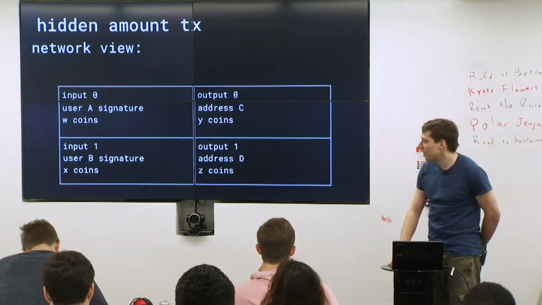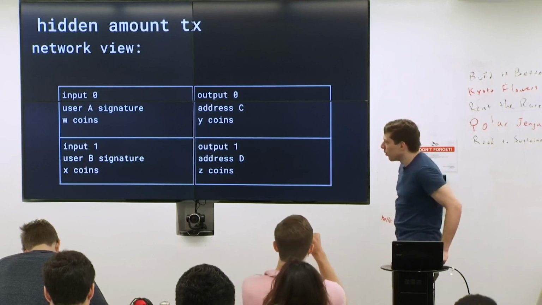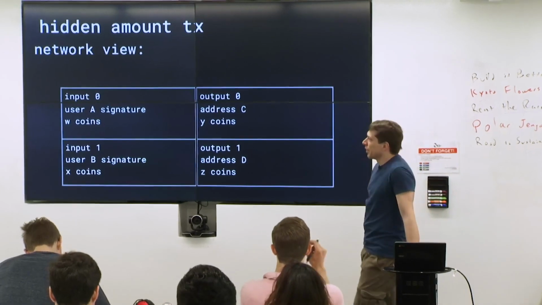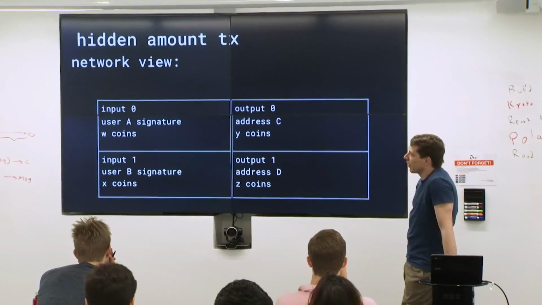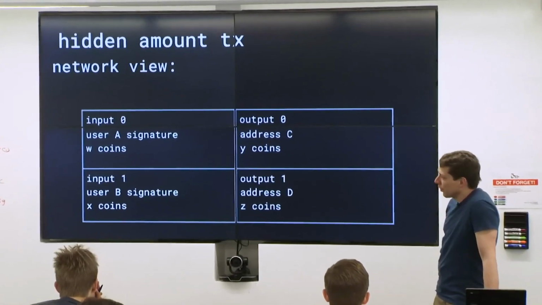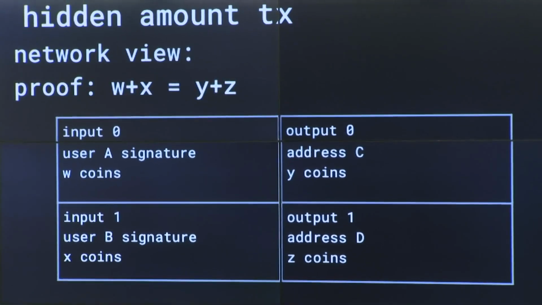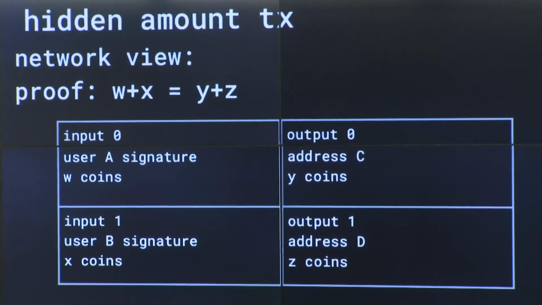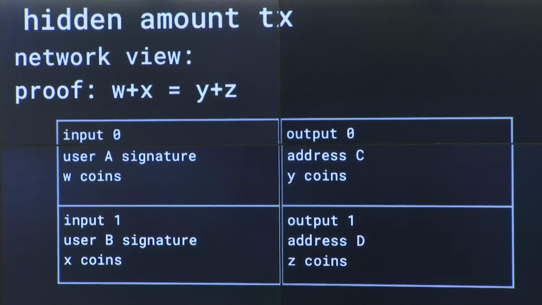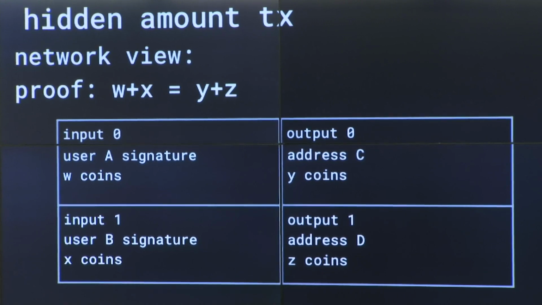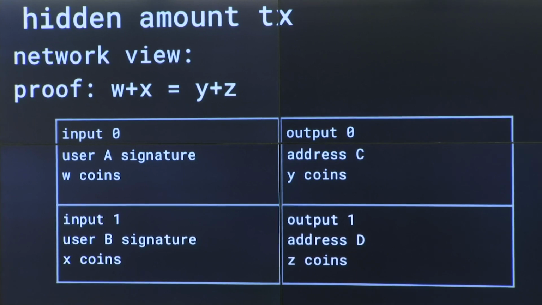Yeah, so wouldn't it be cool if we could do this, where the network sees, okay, there's W coins here, there's X coins here, there's Y coins here, there's Z coins here. And then we have a proof: W plus X equals Y plus Z, without telling you what W, X, Y, and Z are. Cool. Okay, let's do it. Any ideas?